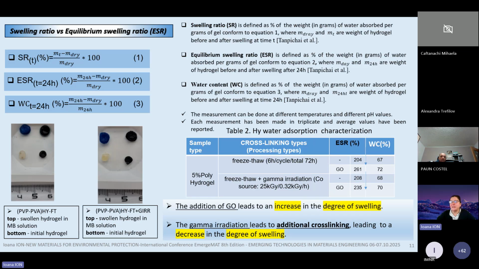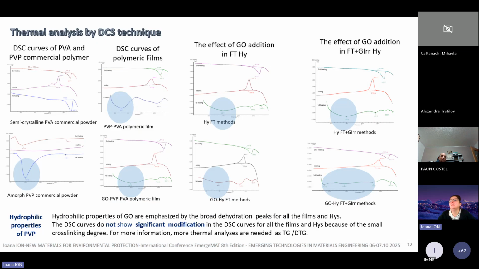In the picture, the hydrogel is presented after being immersed in methylene blue solution, and the dry hydrogel at the bottom of the picture, for both methods. Thermal analysis by DSC technique was made. There is not a big difference between the irradiated and non-irradiated hydrogel film.